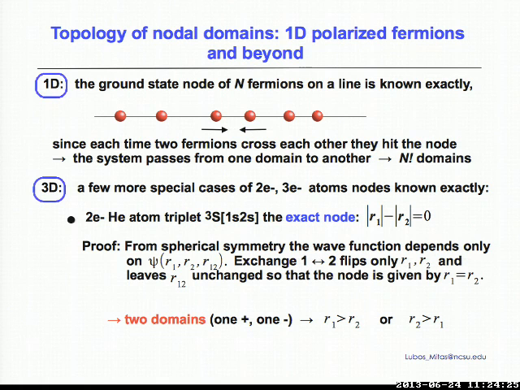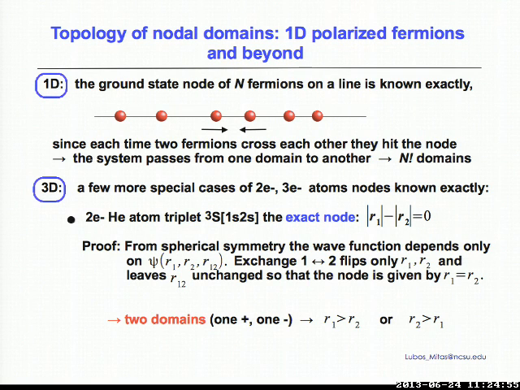So in one dimension, as I mentioned, if you put fermions on a one-dimensional line, then each time two fermions cross, you go from one domain to another domain. Since there are n factorial orderings, you have n factorial domains. Now in 3D or 2D, this is not the case. There will be fewer domains, and in particular for this one, this is also an exact node. For this particular state, you will find there are only two nodal domains.